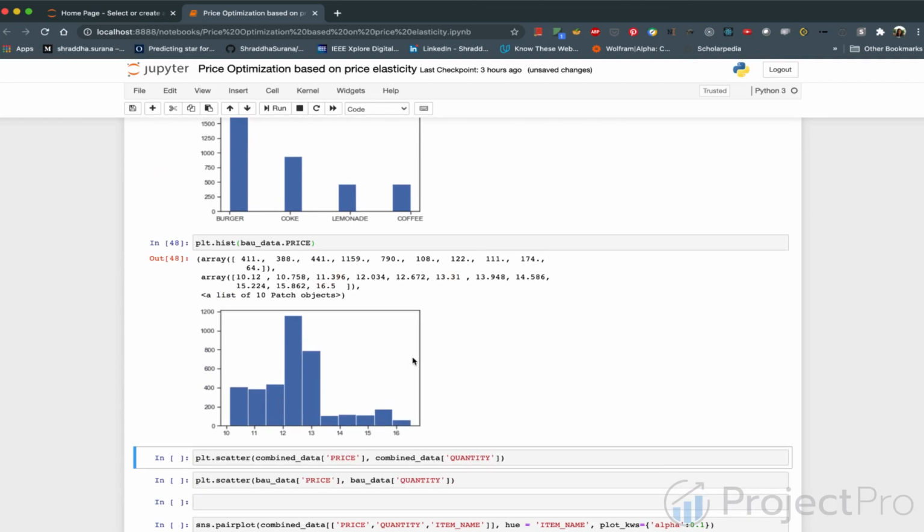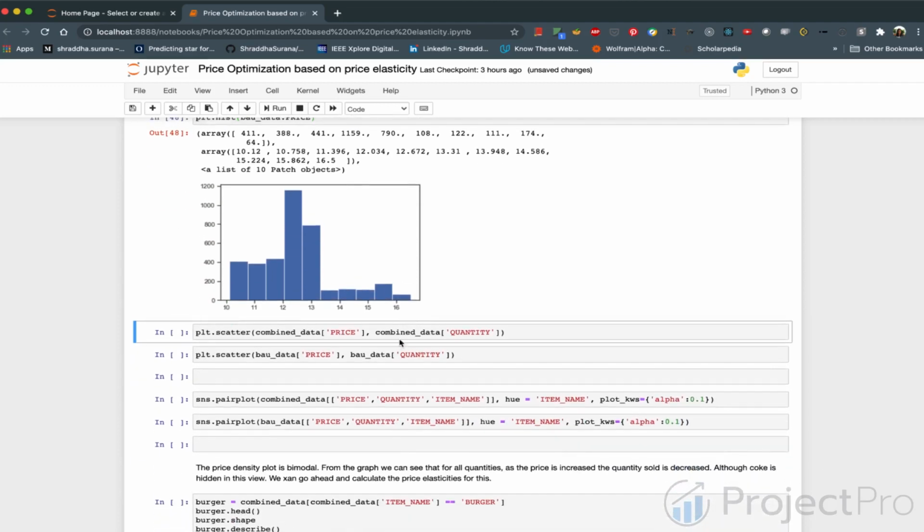So if you remember, in the original data when we saw, the price had two prominent peaks, one over here itself and another one here. This continues to be the case over here, which is as expected because we haven't segregated based on the items yet. So this is just the filtered data, not during special days, not during any holidays or on the weekends or anything. But it is still data of all the items, that is burger, Coke, coffee and lemonade combined.